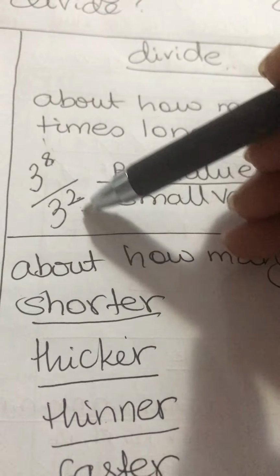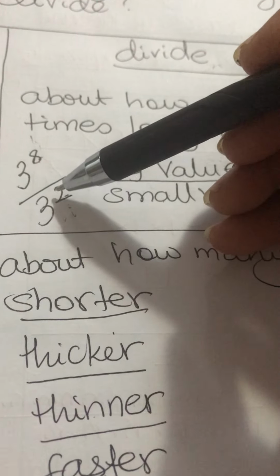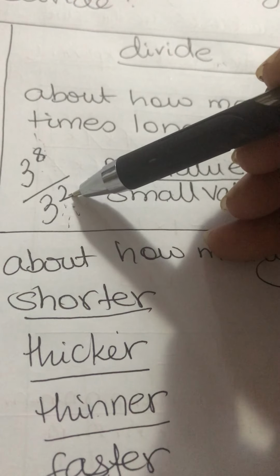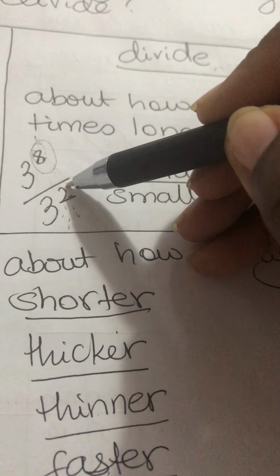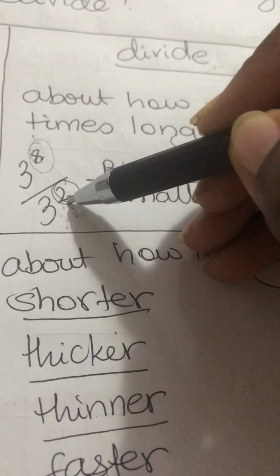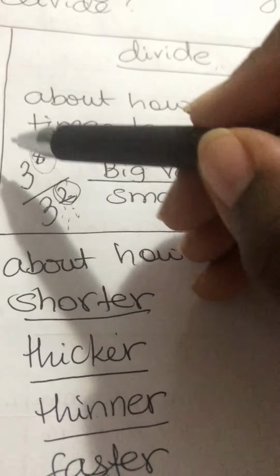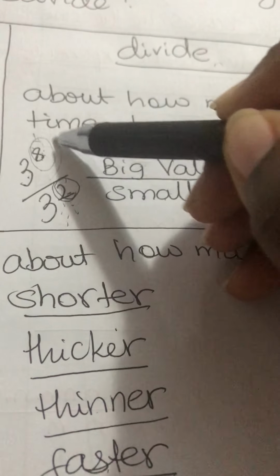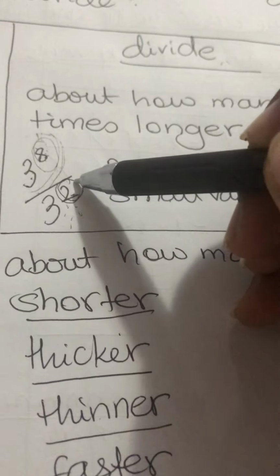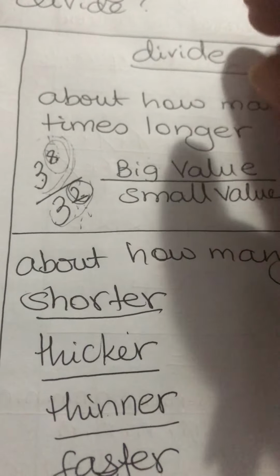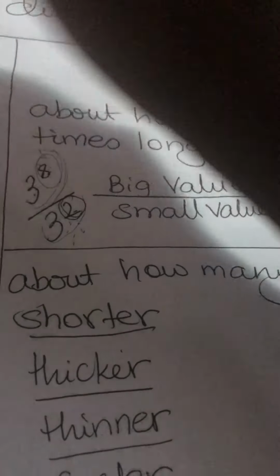Now, looking at these powers, 3 to the 8th power is greater than 3 to the 2nd power. Why? Because 8 is greater than 2. So that's how I knew 3 to the 8th power is a greater value, or a bigger value, compared to 3 to the 2nd power. All right, so that is it.